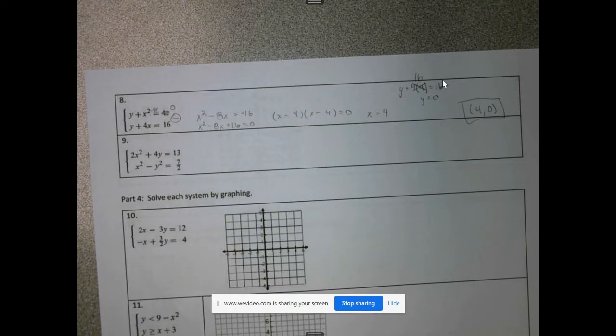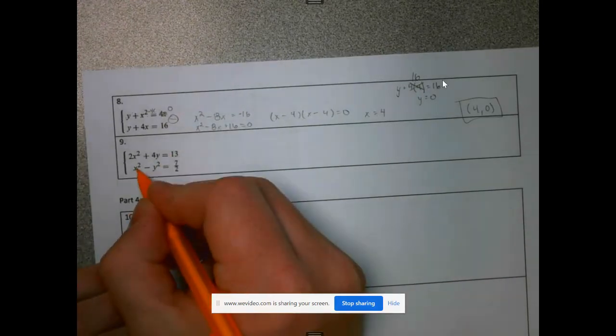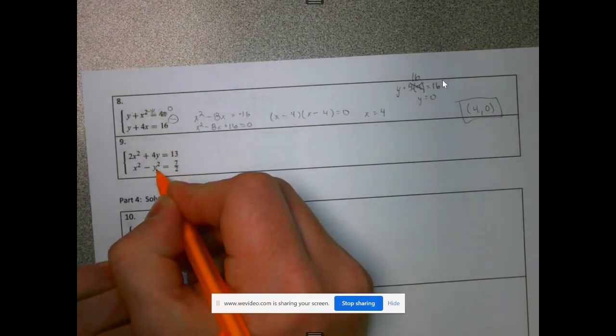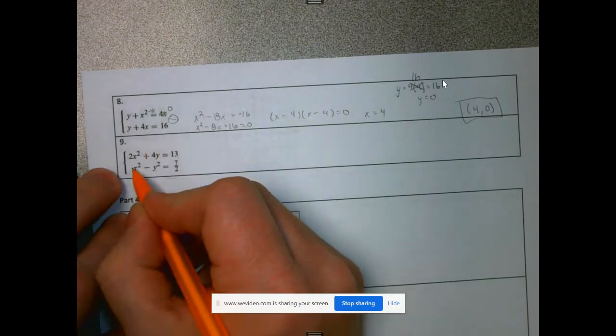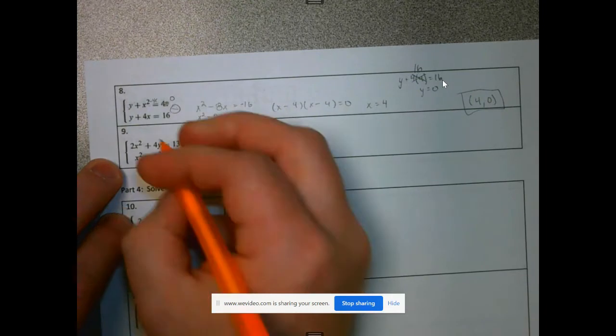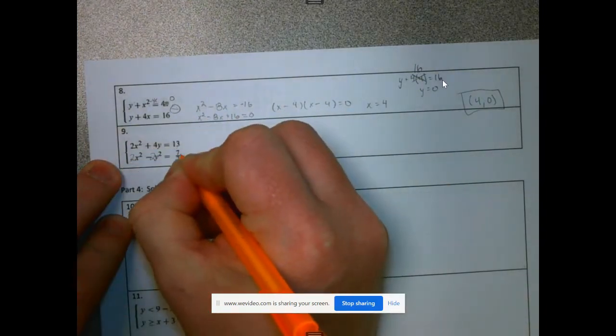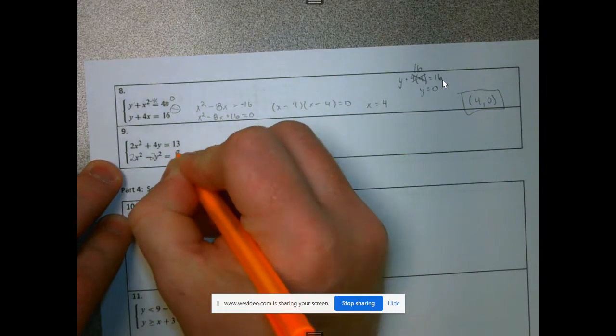And the last one here, number 9, is a little bit tricky. Okay, we do have an x squared, we have a y and a y squared. So I want to get rid of these x squareds because they're the same. But in order to do that, I need to multiply this one by 2. So I get 2, 2, and then the 2, and divide by 2, those cancel, so you just get 7.